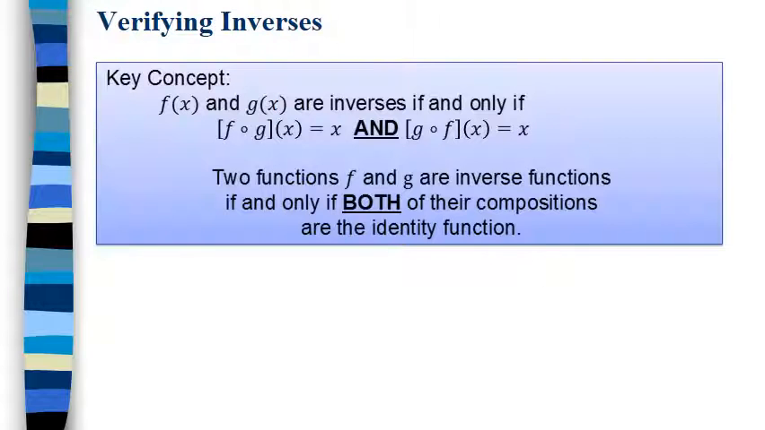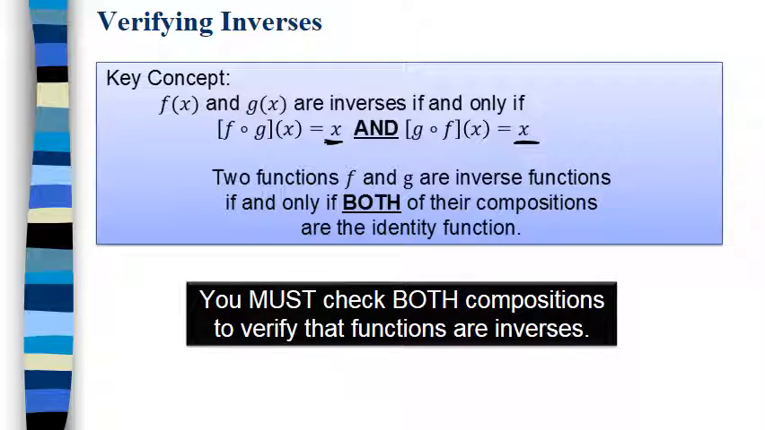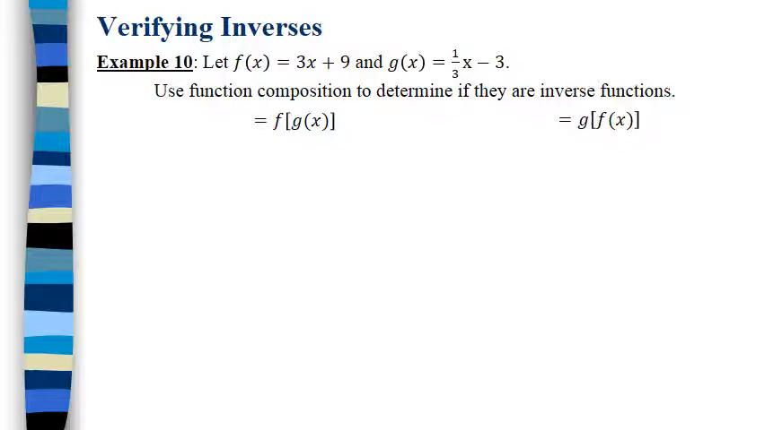And so we find that f of x and g of x are inverse functions if their compositions result in the identity, or x. So that is f of g of x equals x, and g of f of x equals x. And specifically, you must check both compositions to make sure that they are actually inverses. So let's try one more problem.